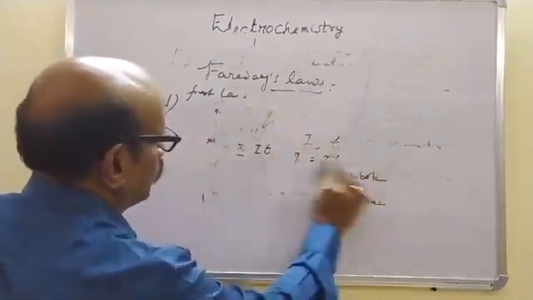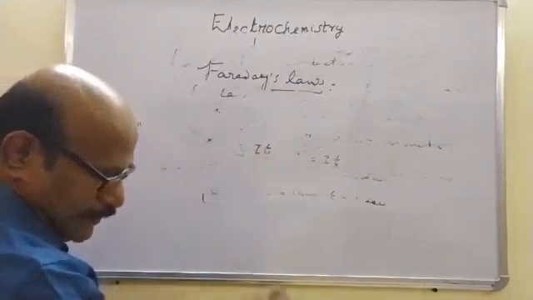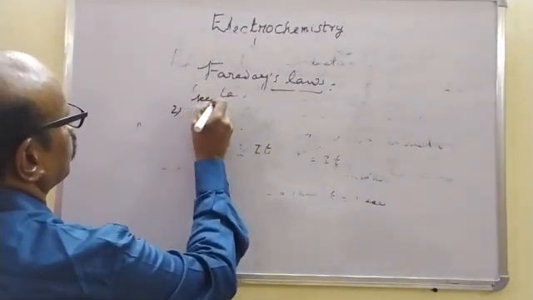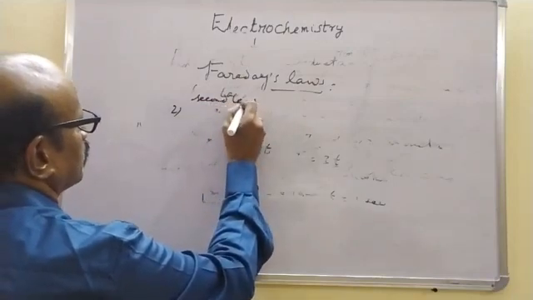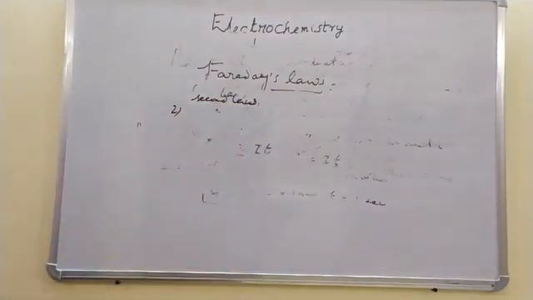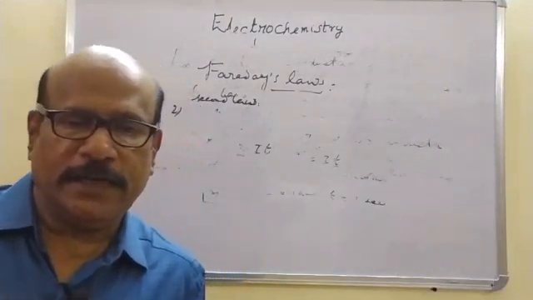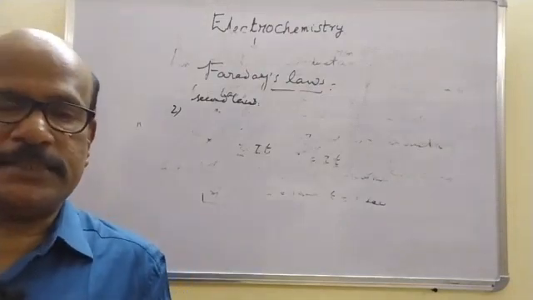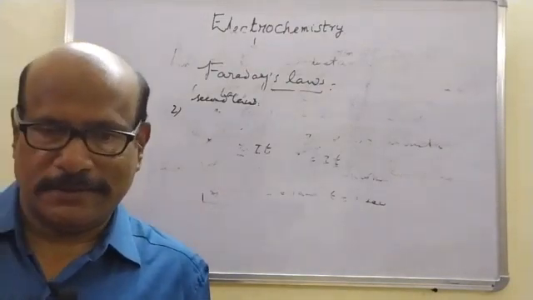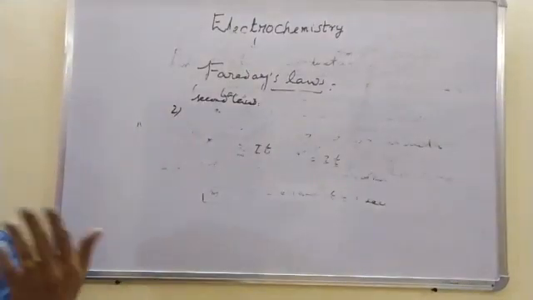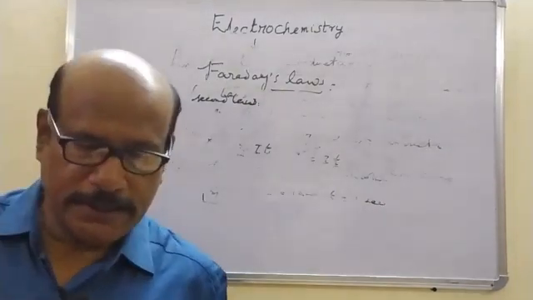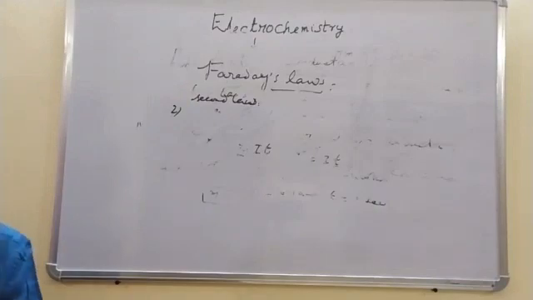And the second law. Faraday's second law states that if the same quantity of current is passed through different electrolytes connected in series, then the amount of different substances deposited at each electrode is directly proportional to the respective chemical equivalent. Okay, that is also very important.